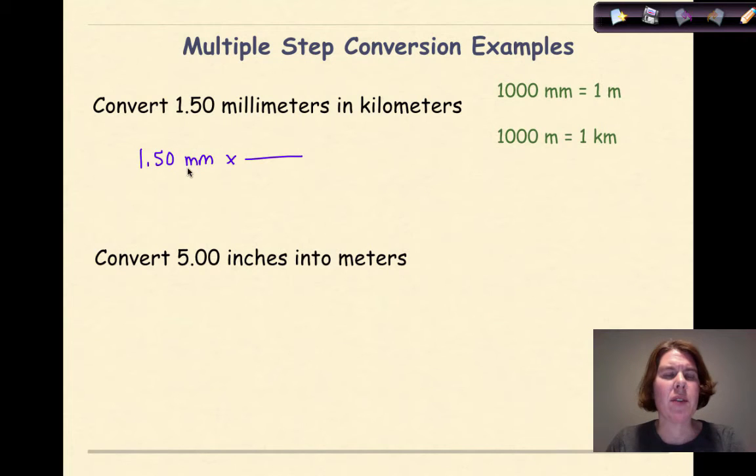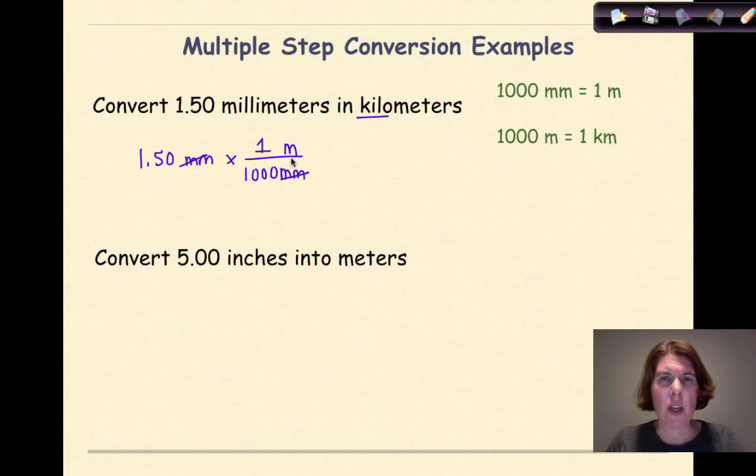So 1.50 millimeters. Millimeters is going to go on the bottom. I have a conversion factor here to get me from millimeters to meters. So I'm going to put meters up on the top. And then I'm going to backfill and say 1 meter is equal to 1,000 millimeters. And then I can look at this and say, well, millimeters cancels millimeters. Those units are canceled out. I'm left with meters. But that's not where I want to end up. I want to end up in kilometers.